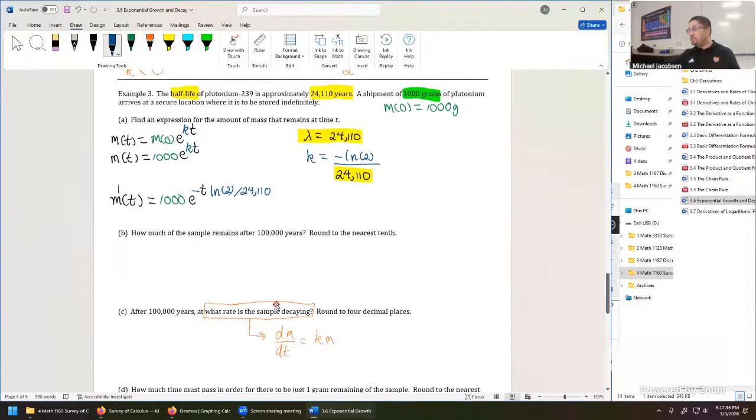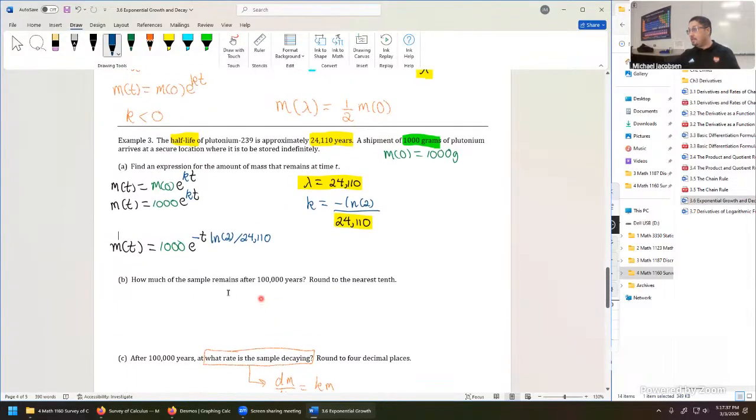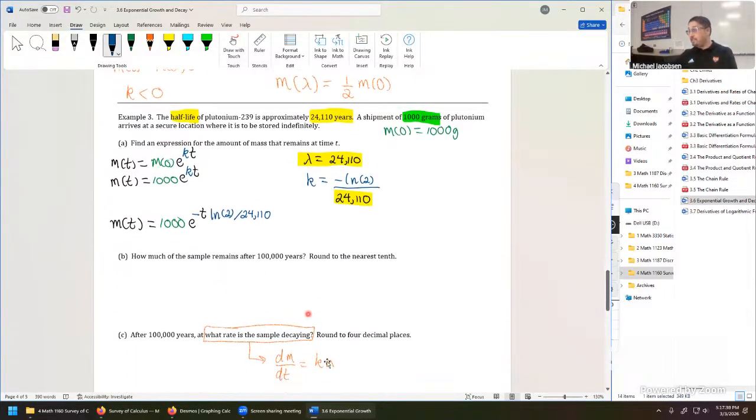So we're going to look into a couple more questions. One is going to be an evaluation problem. The other one's going to be a calculus problem. But really, it's kind of a redo of example 2 just now for a decay problem.